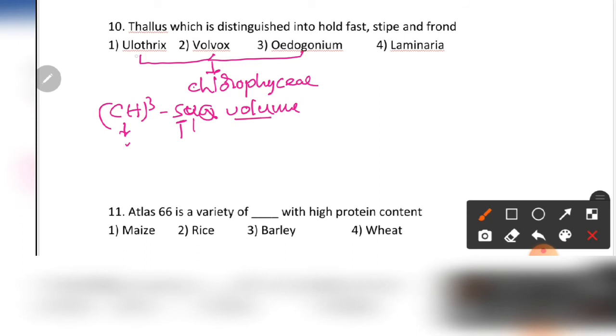So what about the Ulothrix? Ulothrix as well as Oedogonium, they are filamentous structures. Filamentous, they are attached to the substratum. As per NCERT, what about the Laminaria?